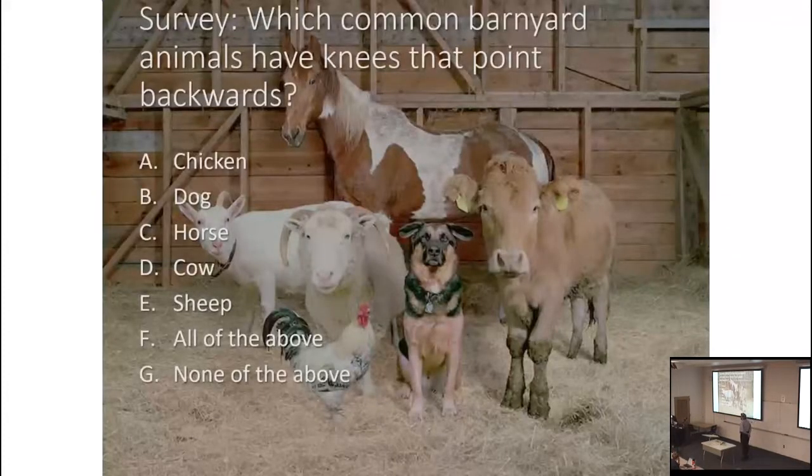But people don't always recognize or use the same terminology for body parts, at least not colloquially. So, a quick survey of the class. Which common barnyard animals have knees that point backwards? Chicken, dog, horse, cow, sheep, all of the above, or none of the above? So who here votes chicken? All right, who here votes dog? Who here votes horse? Who here votes cow? Who here votes sheep? Who here votes all of the above? Who here votes none of the above?